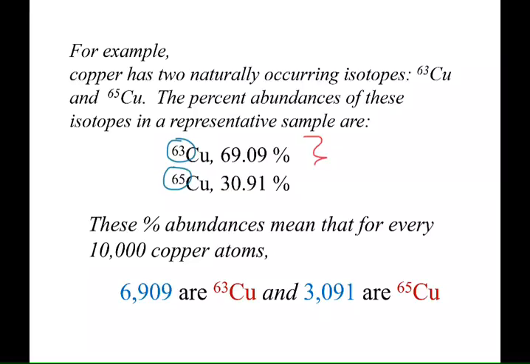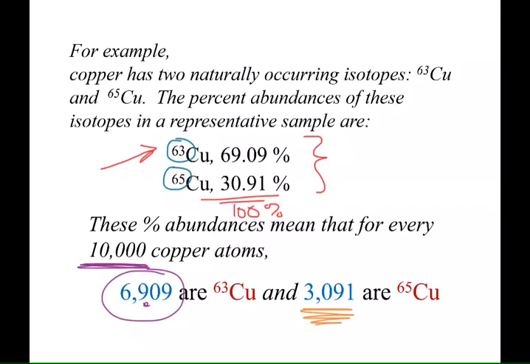Which one of these is more abundant? Yes, the copper 63 is more abundant. If we were to add these up, we get 100%, right? That makes sense. Different isotopic forms of copper. Down here, for instance, if you have 10,000 copper atoms, then because it's 69.09%, 6,909 of those atoms will be the copper 63. And since you have 30.91% copper 65, 3,091 of them would be that heavier copper 65.